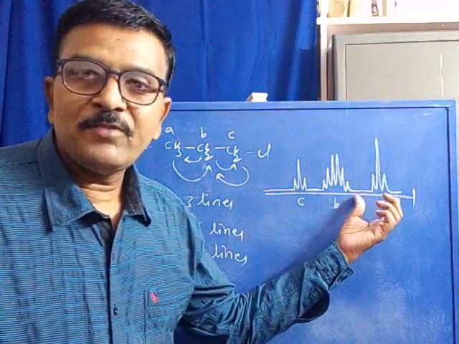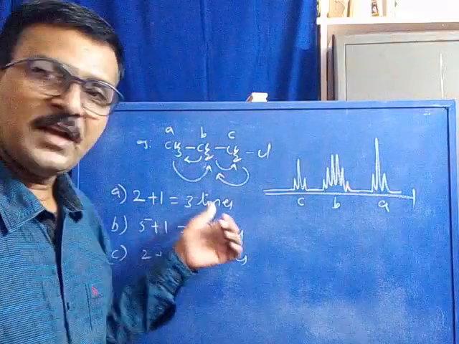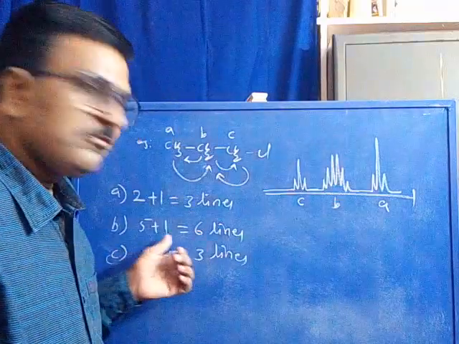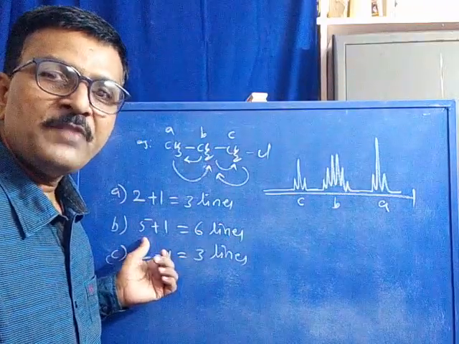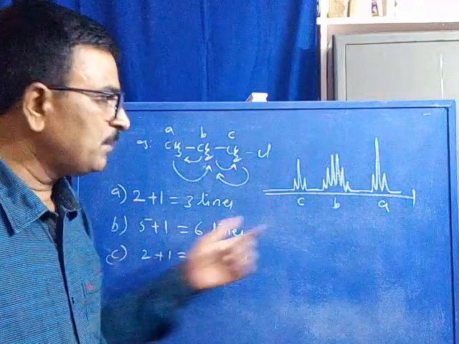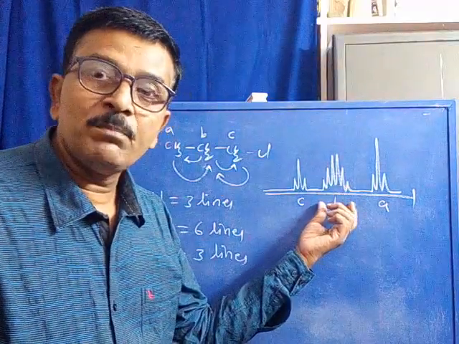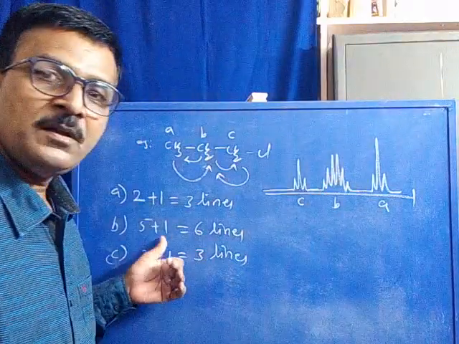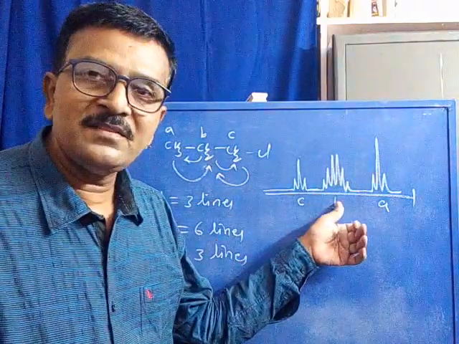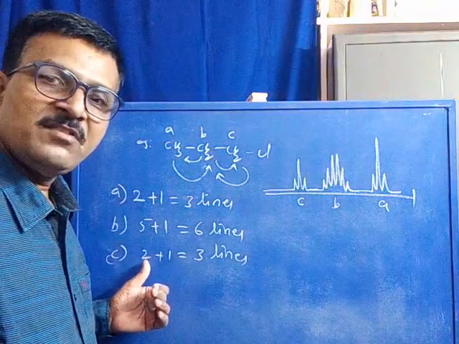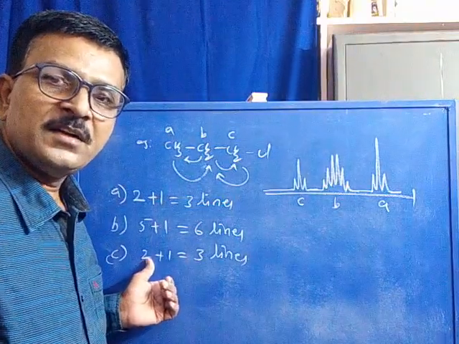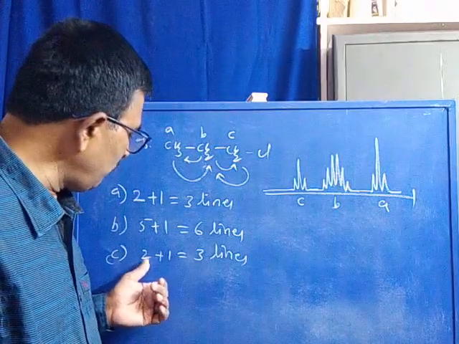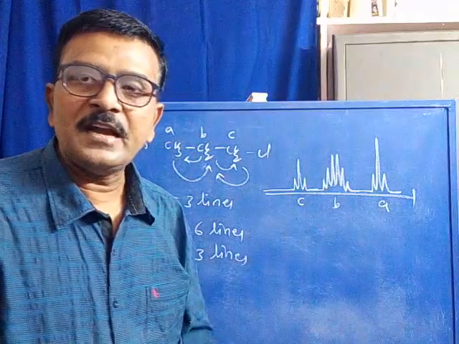A proton, 3 lines. Why 3 lines? 2 plus 1, 3 lines. B proton, 6 lines. Why 6 lines? 5 plus 1, 6 lines. What is 5? 5 is the number of adjacents to which the B proton is coupled. The B proton is coupled with 3 CH3 and 2 terminal CH2. Total 5. 5 plus 1 is equal to 6 lines. So it appears as 6 lines. Similarly, the terminal CH2 is coupled with its adjacents. How many adjacents are there? There are 2 adjacents, belonging to the middle CH2 proton group. 2 plus 1 is equal to 3 lines. Is it clear?